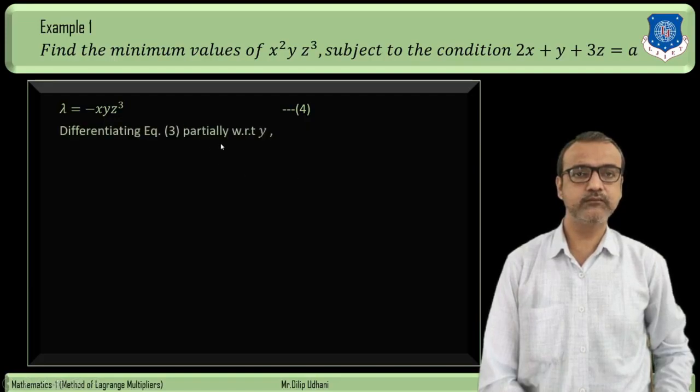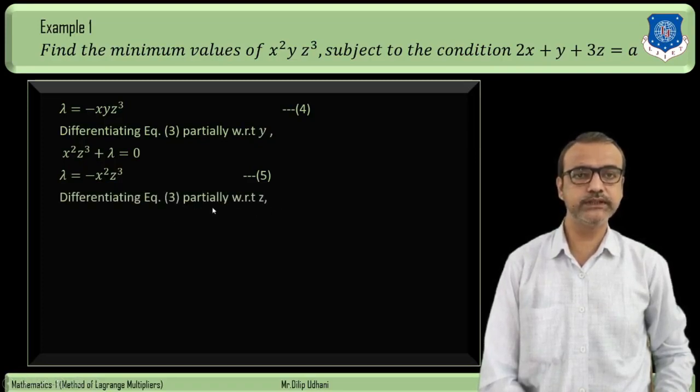Now differentiating equation number 3 partially with respect to y. So we will keep x and z constant. So x square and z cube will be as it is, and derivative of y will be 1. Then after plus lambda, that will be as it is, and then derivative of 2x will be 0, derivative of y is 1, and 1 into lambda, answer is lambda, and derivative of 3z minus a will be 0. Now from here we will find out the value of lambda, and lambda equals to minus x square z cube. Now say this is equation number 5.